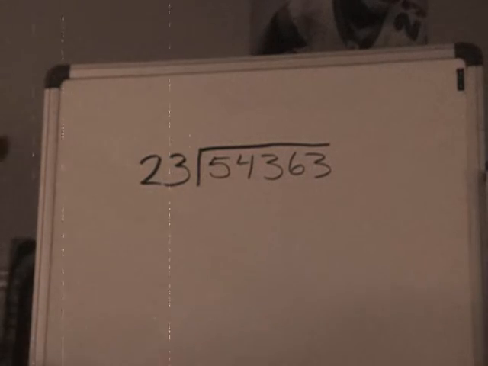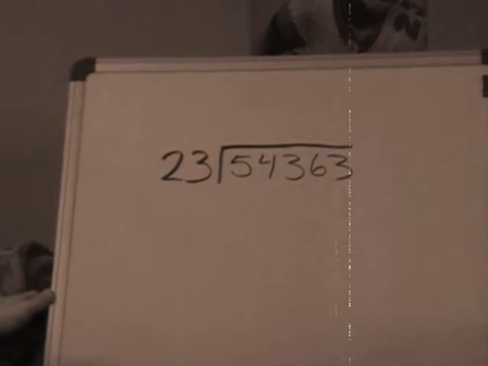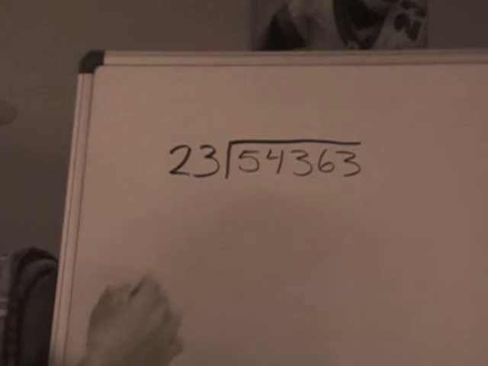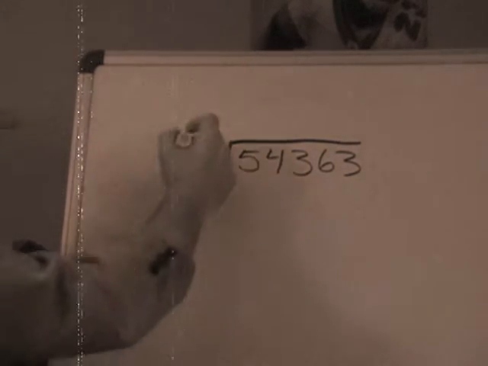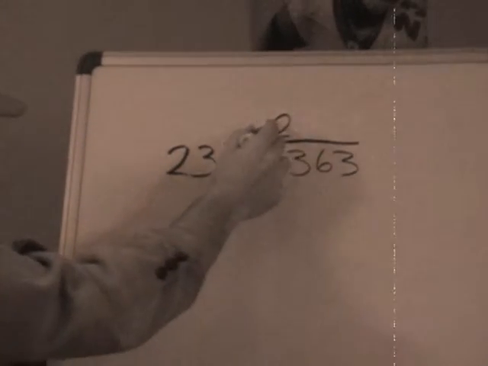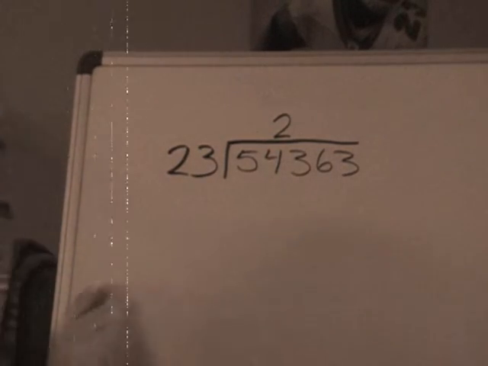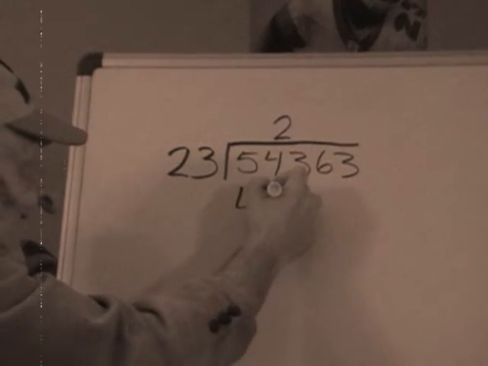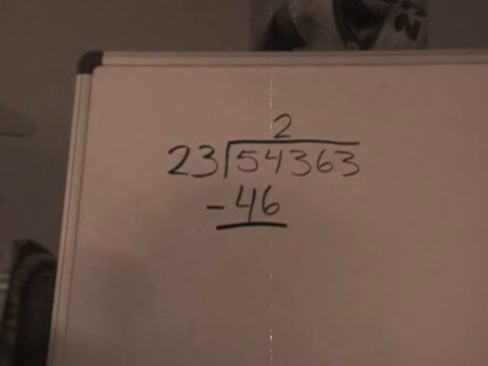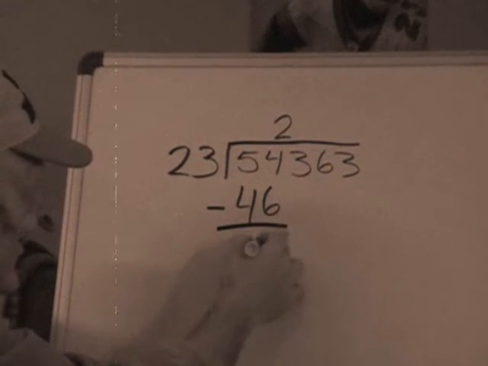And all you do is see how many times 23 goes into 5. Well, not very many, so I have to go to the next number. 23 goes into 54 2 times. 2. And then I multiply. 2 times 23 is, carry the 2, divide by pi. It's 46. Then all I do is subtract that dandy number. And then I take 54 minus 46, I get 8.